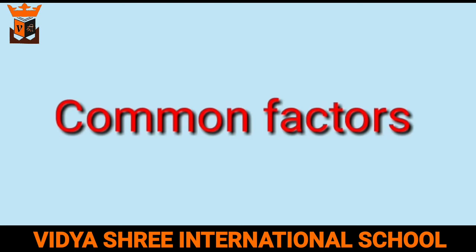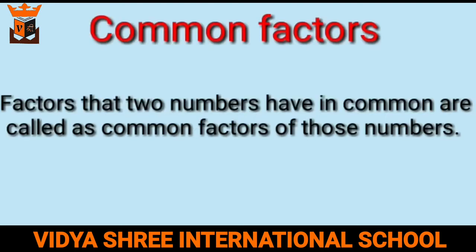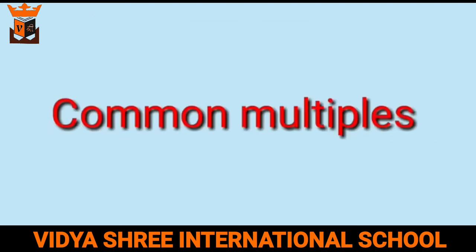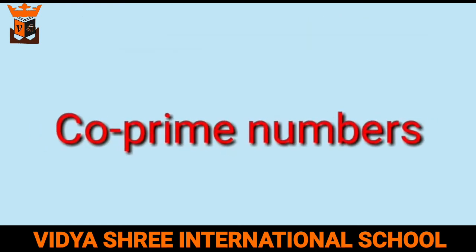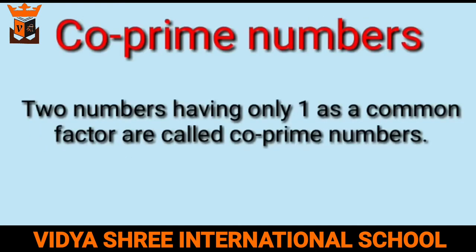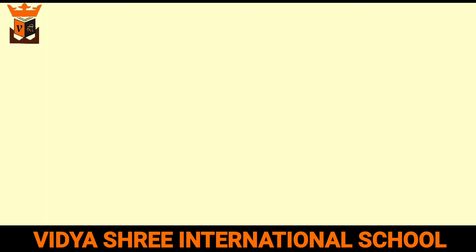Common factors. Factors that two numbers have in common are called the common factors of those numbers. Common multiples. The multiples that are common to two or more numbers are called the common multiples of those numbers. Co-prime numbers. Two numbers having only one as a common factor are called the co-prime numbers.